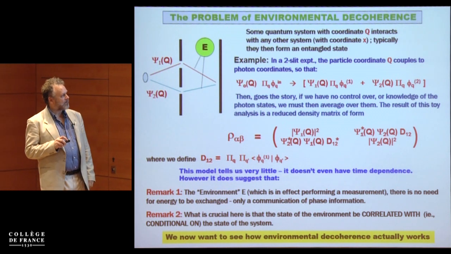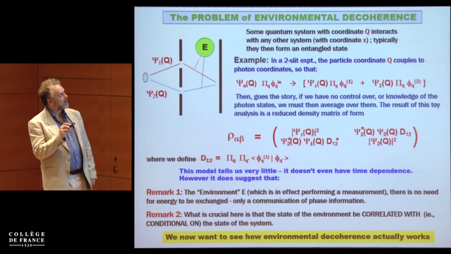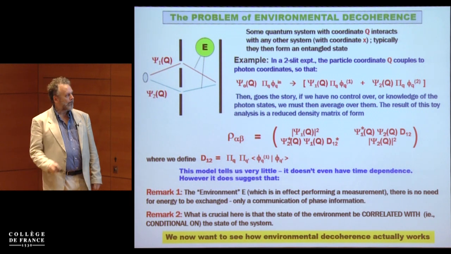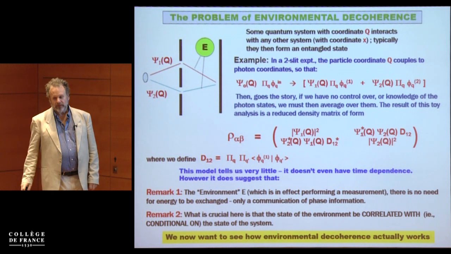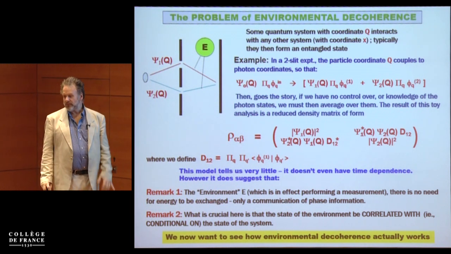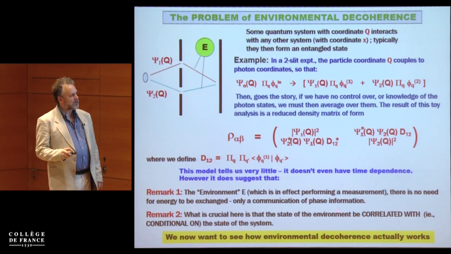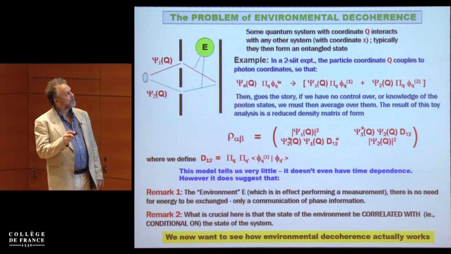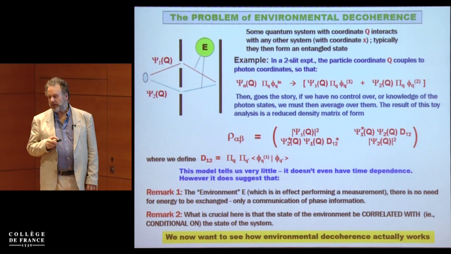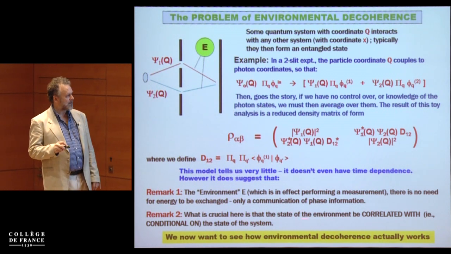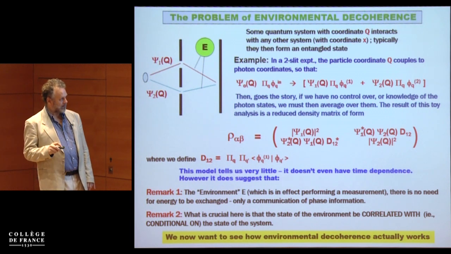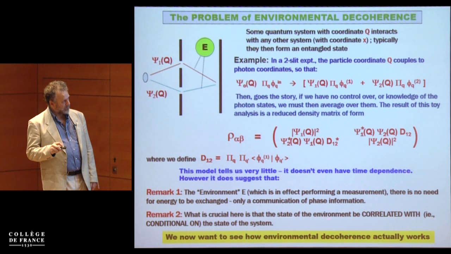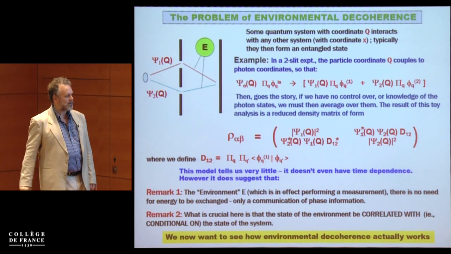There are two remarks I want to make. First of all, you notice that this environment E, which is causing this decoherence and which is in effect performing a measurement, there's no reason why we have to talk about energy exchange between the photons and the electrons, although in fact in that case there will be some. The only question is whether or not there's phase information being communicated between the environment and the system. And the second is, and this is what I'm saying here, the key is that the two of them be correlated. That is to say, the state of the environment is conditional on the state of the system.